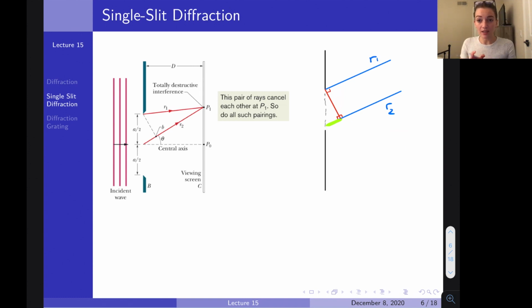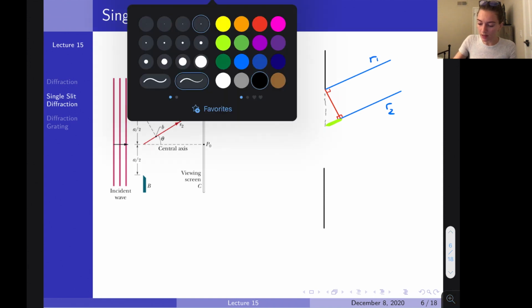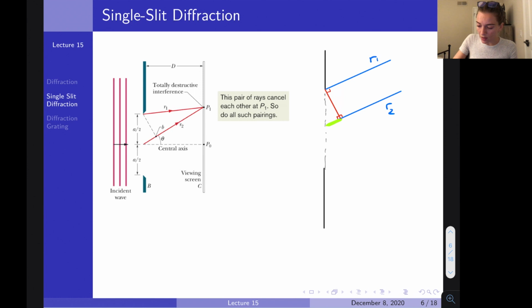So what we're going to do to find the first dark spot is we're actually going to cut the slit in two and look at a ray at the top of the slit and then a ray halfway down the slit. So this is our slit length A, where this part over here is A over 2, and this ray is coming from halfway in the slit. And then this angle here we're going to call theta. So this is basically the angle from the center of the slit to that first dark spot on the screen over here. That's our angle theta.